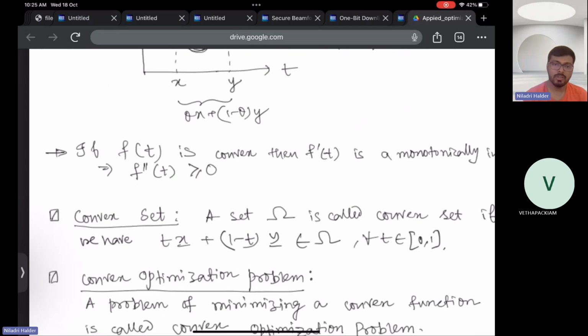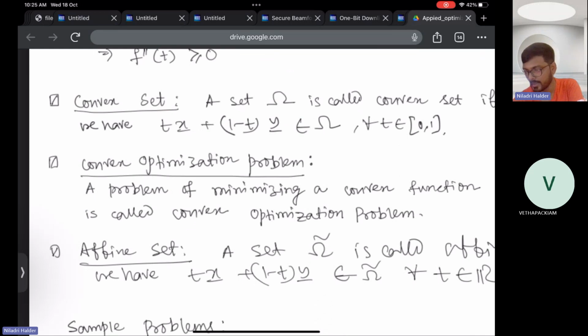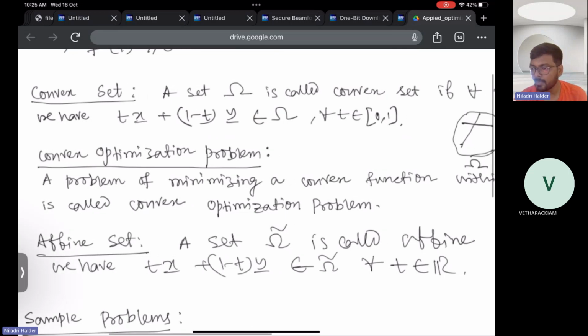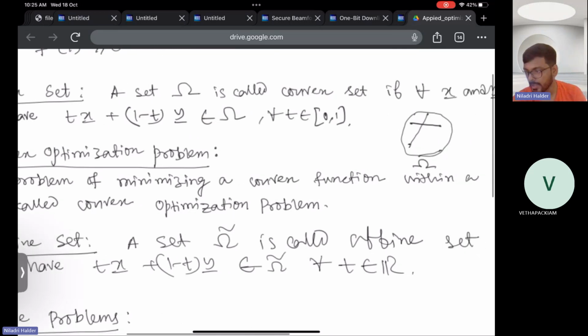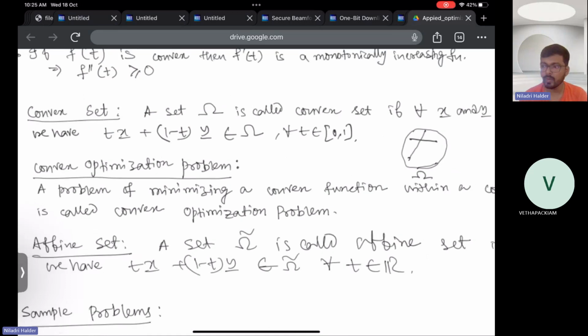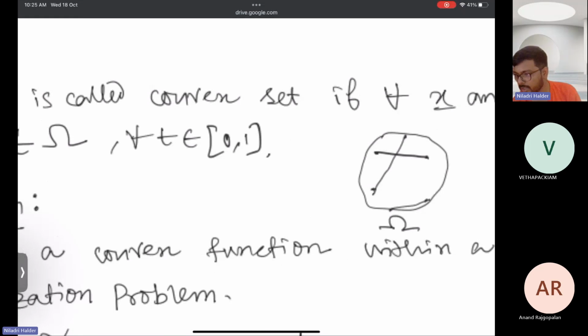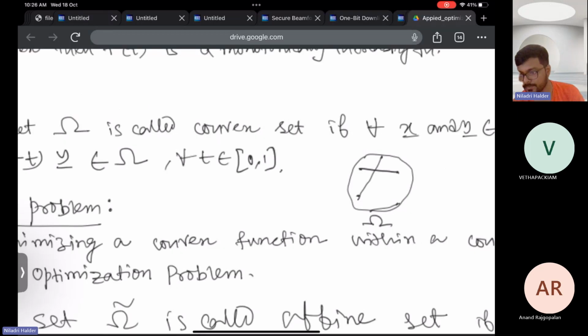And there are two other ways also to check whether a function is convex or not. That is the double derivative, which we will talk about later. Now a convex set: a set omega is called a convex set if t x plus (1 minus t) y belongs to omega. Suppose x and y belong to omega, then t x plus (1 minus t) y should also belong to omega, where t goes from 0 to 1. That means geometrically, suppose there are 2 points belonging to the set omega. Then if you join those 2 points, the whole line should also belong to that set omega. That is the physical definition.